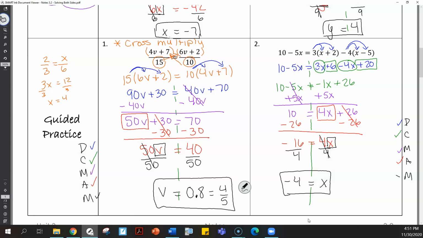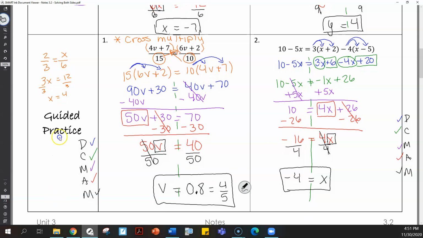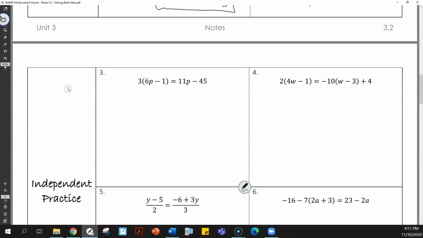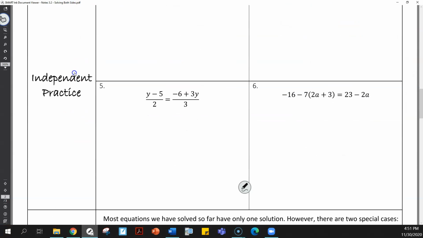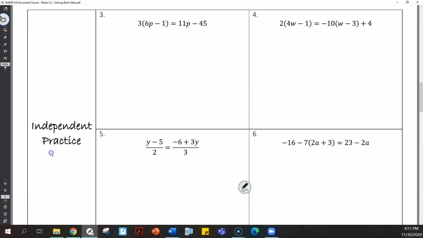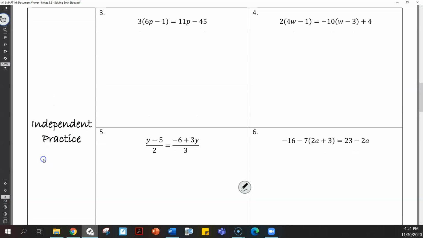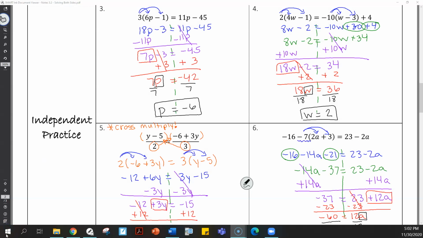Okay, so with this in mind, I want you to try a couple of practice problems. There's only 4 here. So I want you to do 3, 4, 5, and 6 really quickly on your paper. Do the best you can do, show your work, and then come back here and check your answers with my answers. All right, so check your answers. Number 3, you should have gotten negative 6. Number 4, you should have gotten 2.